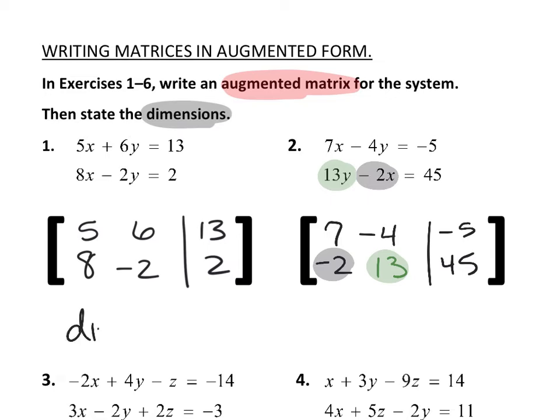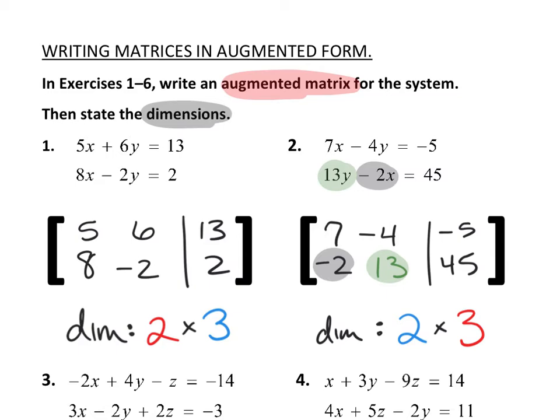Now, the only other thing in these problems that we do is we state the dimensions, but all we need to do is count the number of rows and the number of columns we're using. In problem number 1, how many rows do I have? Rows are like this. 2. How many columns do I have? Columns are like this. 3. This is a 2 by 3 matrix because we have 2 rows and 3 columns. What are the dimensions of the second matrix? Also 2 by 3 because we have 2 rows and 3 columns.